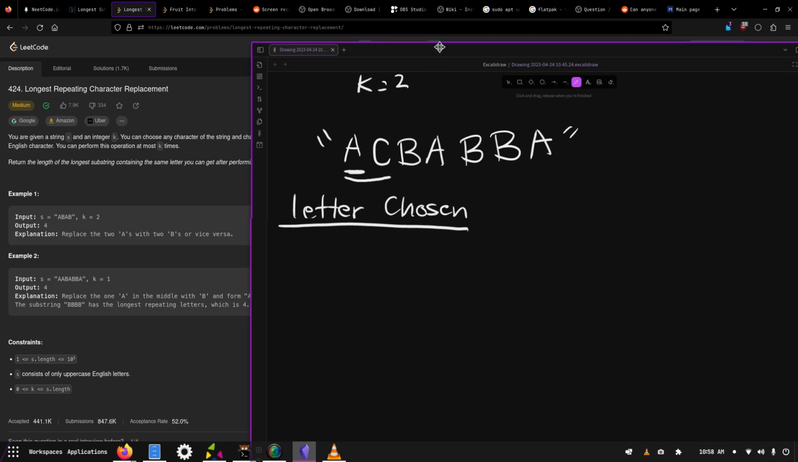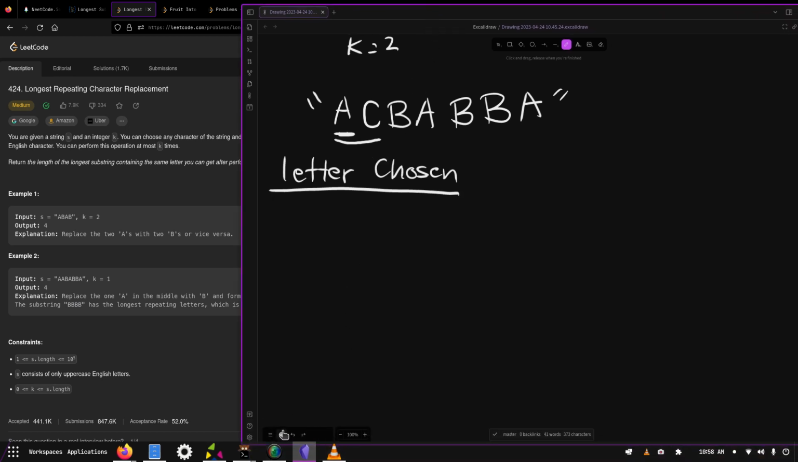I really wish it was easier for me to change my colors. Here we go. So this could be either A, or this could be C. Okay. Now, take a look at here. Our sliding window is now at length 3. We could replace these two with A. These are all valid options. We could replace these two with C. And we could replace these two with B.